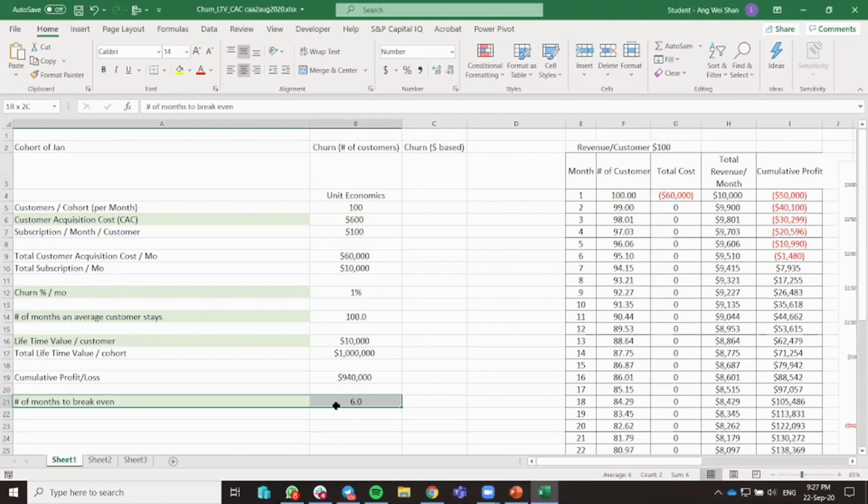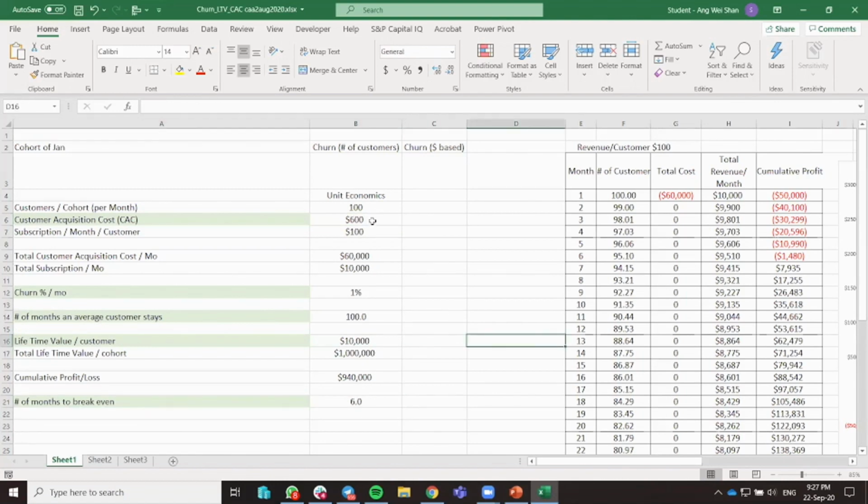So you can see here, this is the number of months to break even, right? So how do you calculate this? Basically, you take 600 divided by 100, right? And it makes sense, right? Because a customer pays about $100 per month, and the cost to acquire them is 600. So within 6 months, you'll break even.